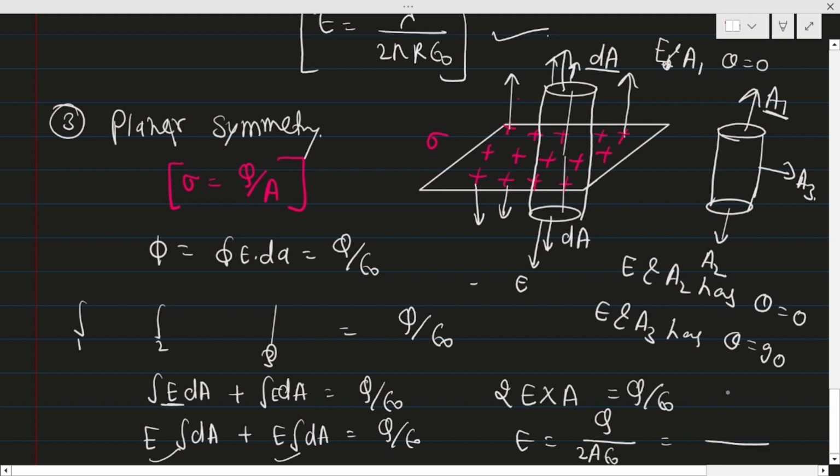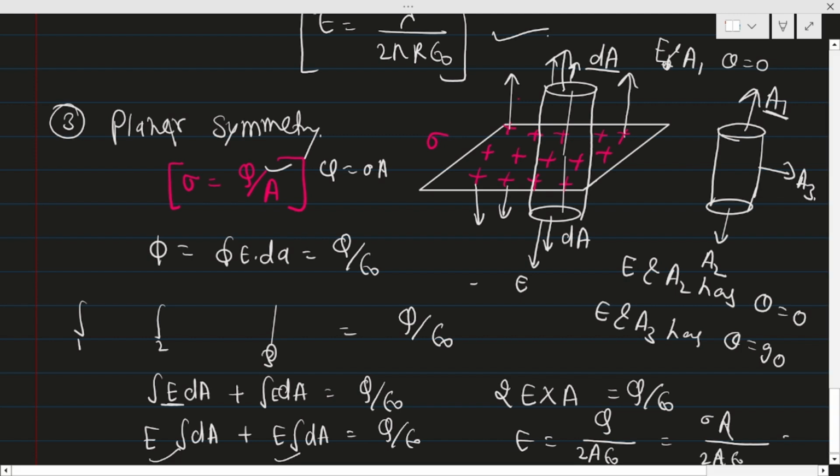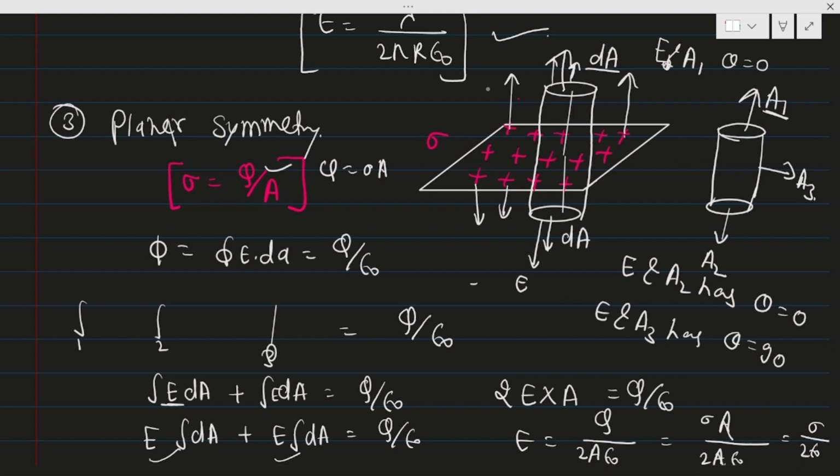In other words, Q can be written as sigma into A, so sigma into A over 2A epsilon naught. The area cancels, giving sigma over 2 epsilon naught. This is the electric field. So the electric field due to this planar sheet is E equals sigma over 2 epsilon naught.